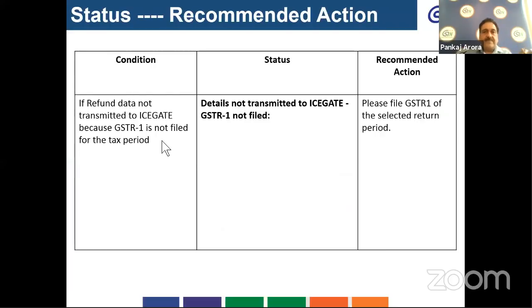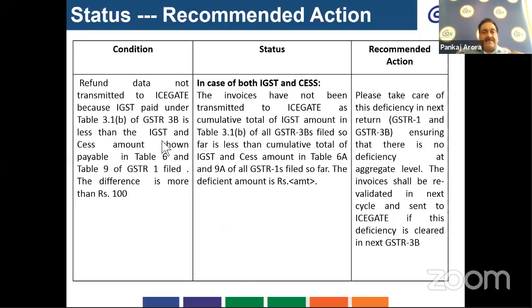invoice data. And if the invoices data could not be transmitted because the IGST which was actually paid in GSTR 3B under column 3.1B was not equal to or more than the tax liability on export of goods indicated in table 6 and table 9 of the GSTR1 filed, then in that case validation again failed. So you will have to take care of this deficiency in next return cycle.